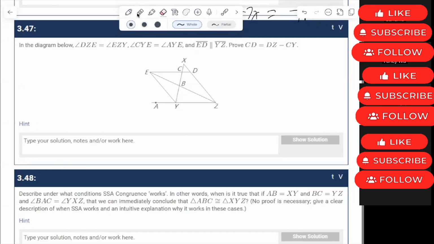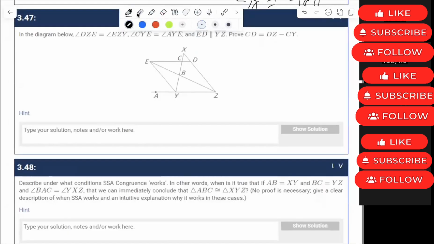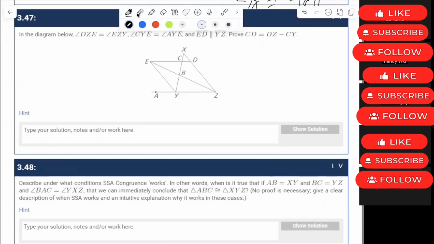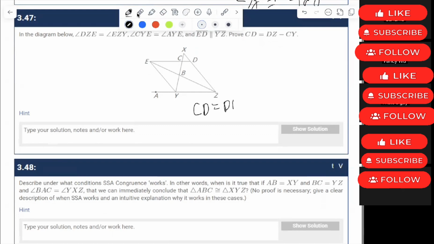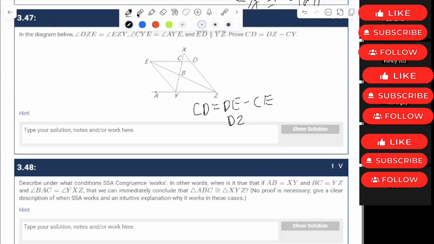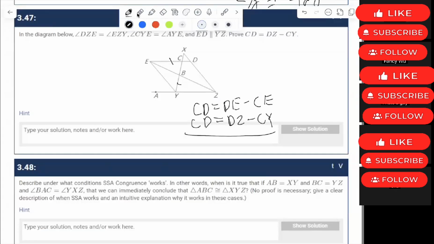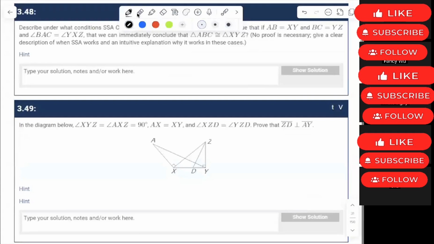Now we do substitutions. We can clearly see that CD is equal to DE minus CE. However, we do know that DE is equal to DZ, and then CE is equal to EY. I mean, CE is equal to CY. All right? And then from here, it's done. So these are isosceles triangles, and so is this one. It's substitution. All right?